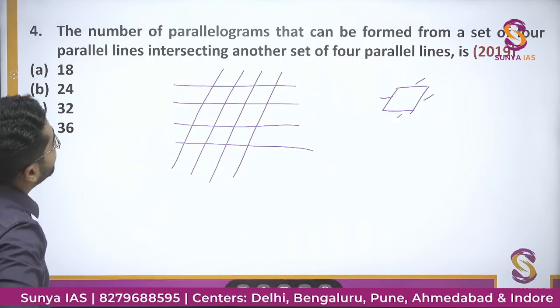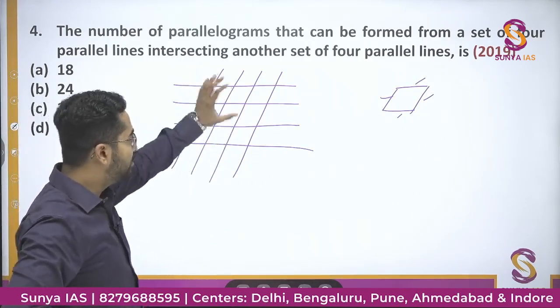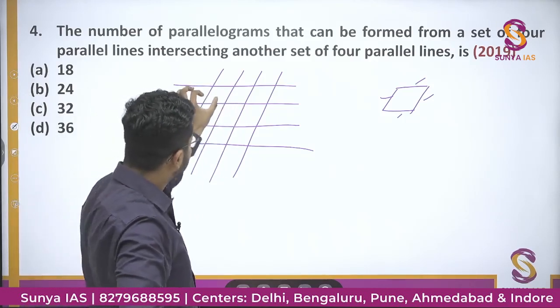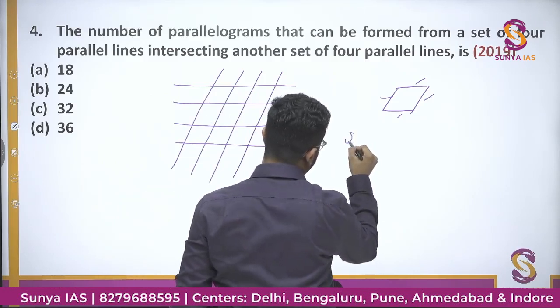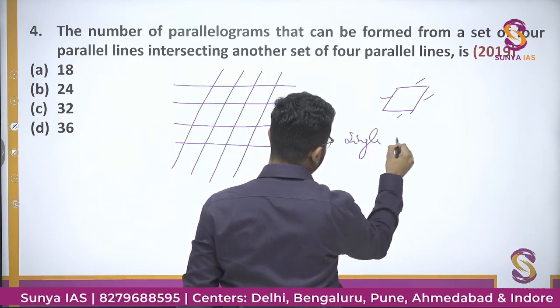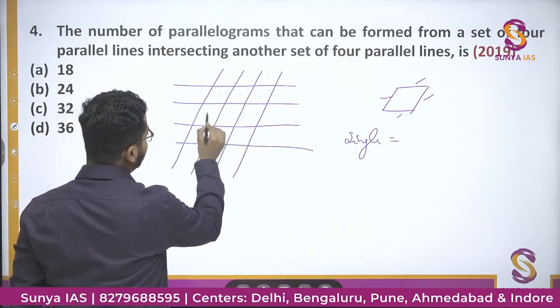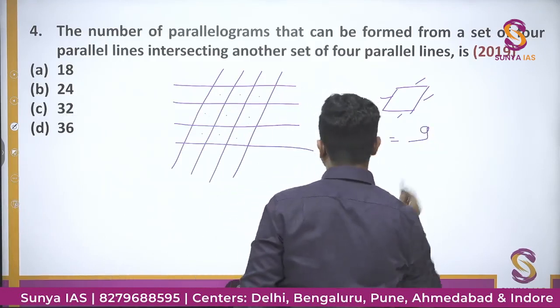Now I want to count how many parallelograms are being formed here. So let's say the single parallelograms that are being formed, from single boxes, we have to count, right? The single ones. 1 2 3 4 5 6 7 8 9. So 9 single parallelograms are being formed, very good.